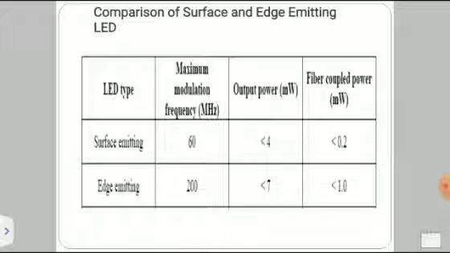For surface emitting LED, 4 is discarded, and for edge emitting LED, 7 is preferred. The last one, fiber coupled power. This is also very important. Here the maximum power that can be coupled using surface emitting LED is 0.2 milliwatts, very less. But in edge emitting LED, it is 1 milliwatt, which is 5 times more. So maximum power can be coupled to the fiber. This is an advantage of the edge emitting LED over surface emitting LED.